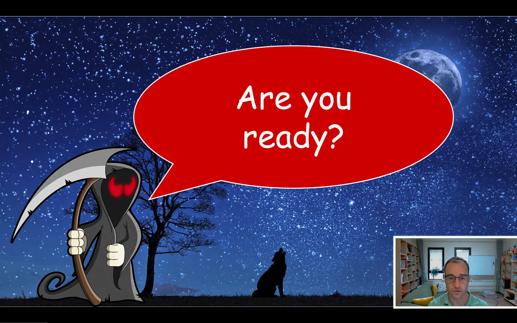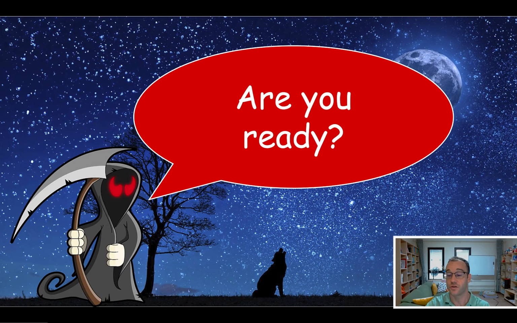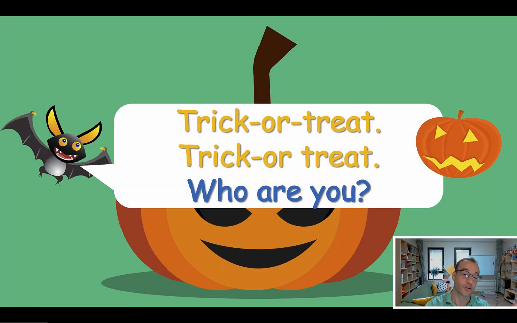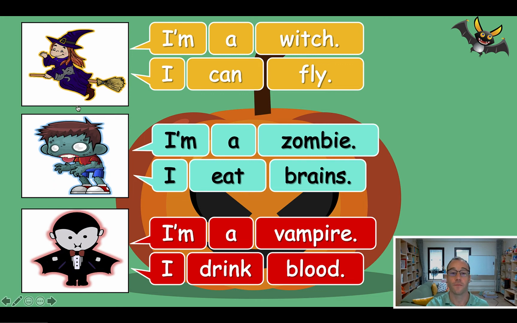So it's really basic. Are you ready? They say, yes, I am. So here it's like this. Trick or treat, who are you? Then you choose one student from each team, and do the trick or treat, who are you? And they need to choose. Again, make sure you write what they've chosen on the board so you don't forget.